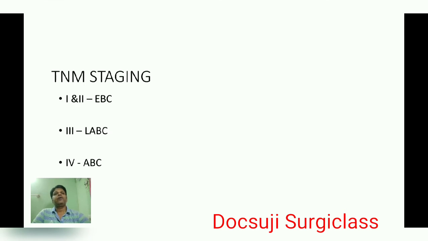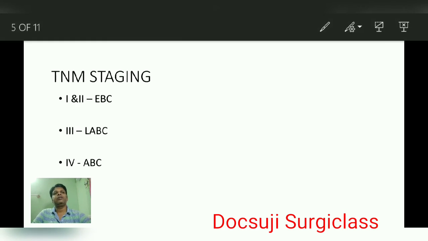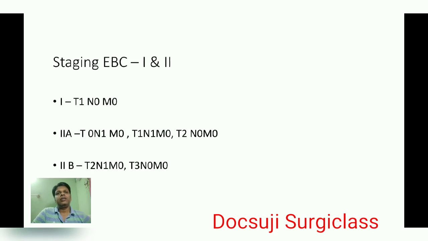Okay, with that we will go for the staging, how to stage the disease. So there are four stages. Stage 1 and 2 are called early breast carcinoma, that is EBC. It is very simple to remember, early breast carcinoma, EBC. Stage 3 is LABC, locally advanced breast carcinoma. And stage 4 is ABC, that is advanced breast carcinoma. Again, we are going to discuss what is EBC, that is stage 1 and 2.